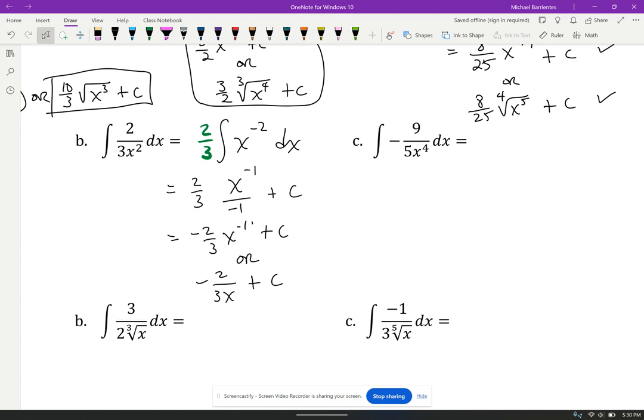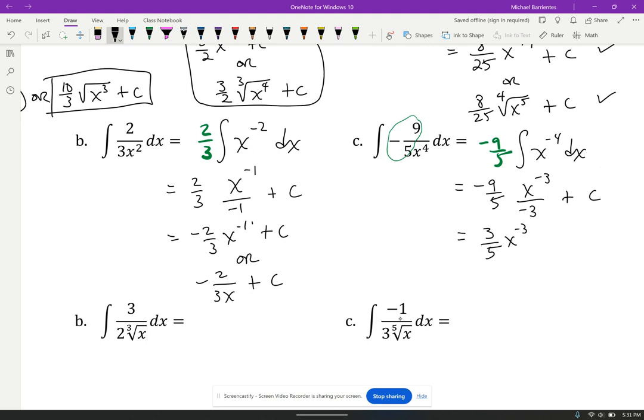And then finally, letter C. Again, let's pull out that constant. Let's rewrite the leftover x to the negative 4 dx. And now we can do the reverse power rule. Add 1 to the exponent, divide by the new exponent. And when you do that, oh, and don't forget the plus c. When you do that, I believe you're left with 3/5 x to the negative 3 plus c, or 3 over 5 x to the third plus c.